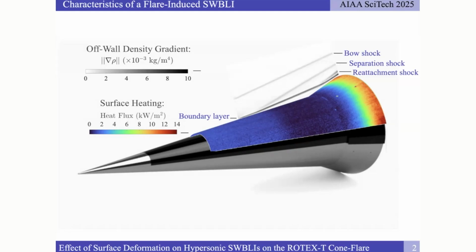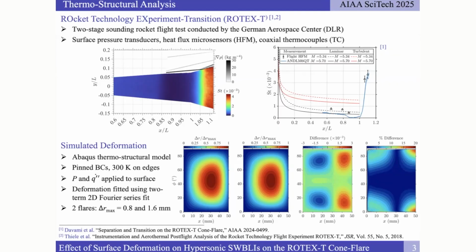The separation shock forms. It reattaches onto the flare, and a reattachment shock forms, downstream of which there's high aerodynamic heating. This high heating can be a serious issue for flight test vehicles and can even result in thermal buckling in certain cases. Representative deformation fields were simulated using a thermal structural model in Abaqus finite element software.